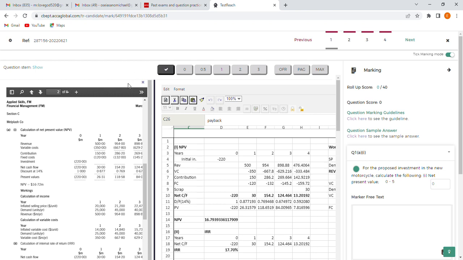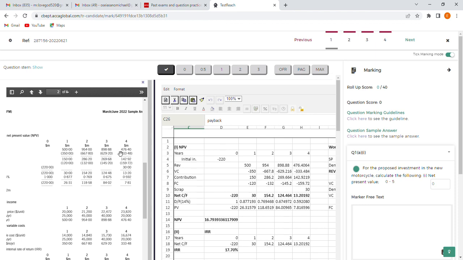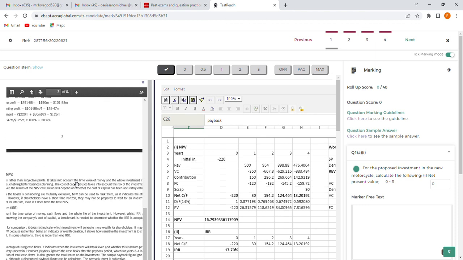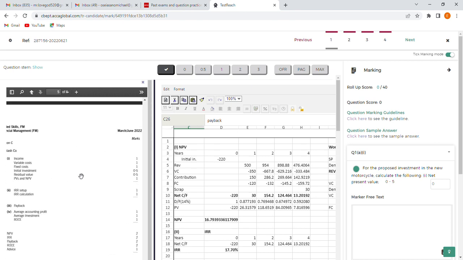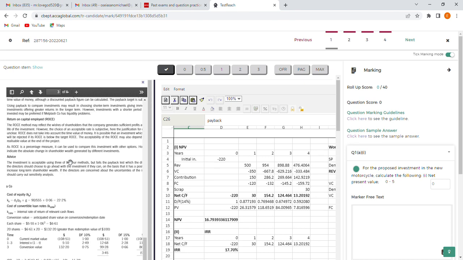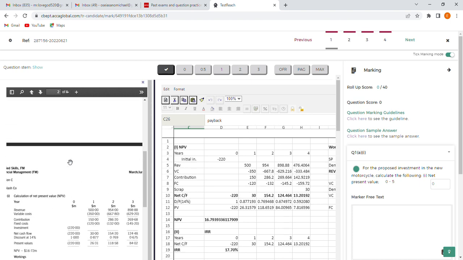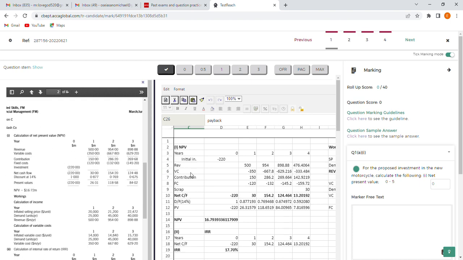Now you see revenue 500,954. The marking scheme is down here, each and every mark allocated. So you have income, that's the revenue, 1 mark. Did we have the revenue? Yeah, 500,954. It is 1 mark. So you click on one beside it. You see it has marked one. One is showing here, and there's one also showing here.